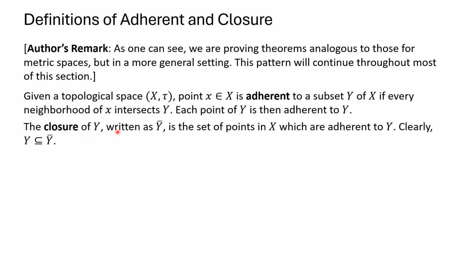The closure of Y, written as Y bar, is the set of points in X which are adherent to Y. Clearly, Y is a subset of its closure, and we'll see in a minute that if you have a closed set, then Y needs to equal its closure.